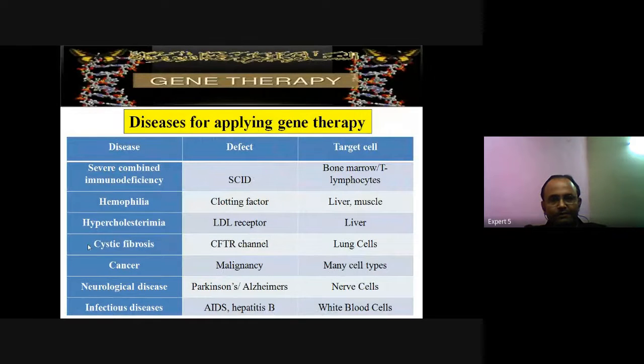These are the disease conditions where gene therapy may be applied. First, severe combined immunodeficiency, where bone marrow or T lymphocytes are the target cells where gene therapy can occur. In the case of hemophilia, where the clotting factor is defective, the target cells are generally liver and muscle cells.